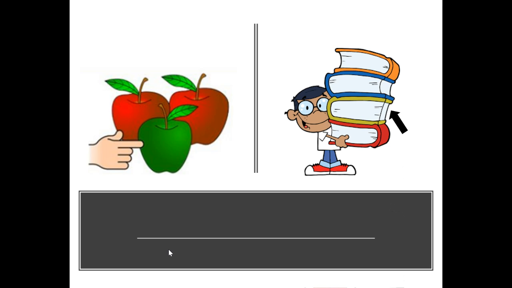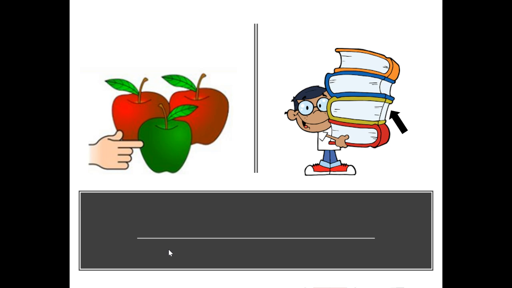What do you notice or see? I notice or I see. Well, in the first picture, I notice 3 apples and someone is pointing at those apples. And in the second picture, I notice a boy is holding 4 big books and there's an arrow that is pointing at those books.